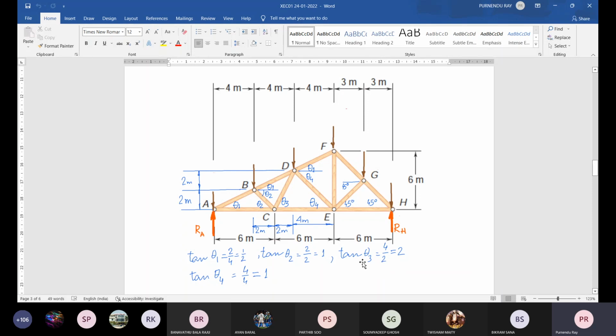Now what you can do, either you calculate immediately tan inverse 2, you find the value of theta 3, and calculate the values of sine theta 3 and cosine theta 3. Or you can make some arithmetic simplification, that this is in the ratio of 2:1, so the hypotenuse will be √5. So once that hypotenuse is known, sine theta 3 will be 2 divided by √5, and cosine theta 3 will be 1 divided by √5.